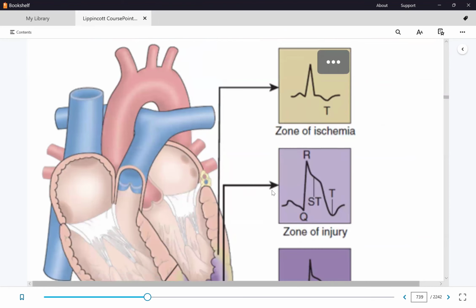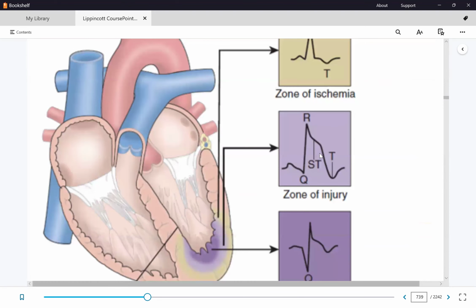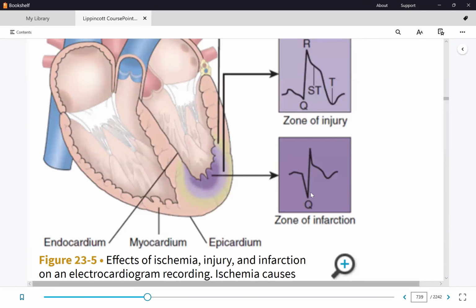Okay, so here are the EKG changes. You have the inverted T wave, ST elevation, and the abnormal Q. See here, the Q is supposed to only dip here, right? This one is way too deep.